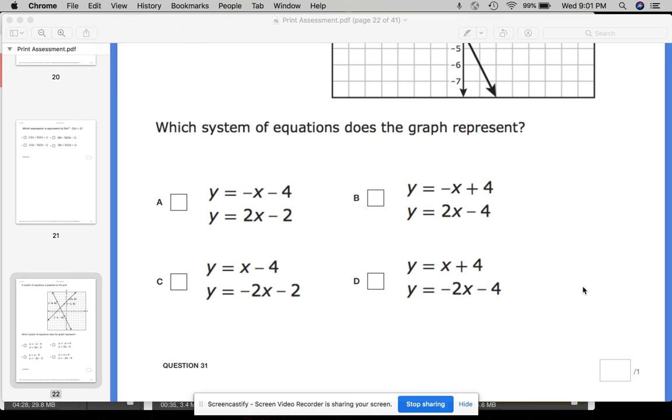A. Y equals negative x minus 4. Y equals 2x minus 2. B. Y equals negative x plus 4. Y equals 2x minus 4. C. Y equals x minus 4. Y equals negative 2x minus 2. D. Y equals x plus 4. Y equals negative 2x minus 4.